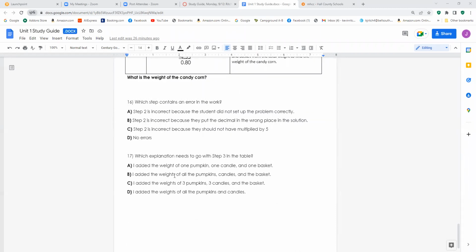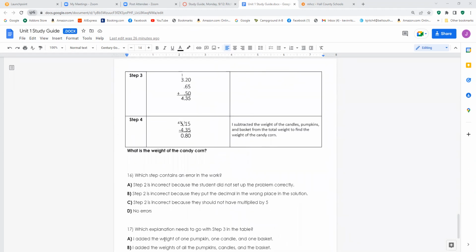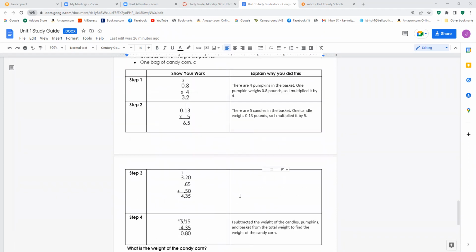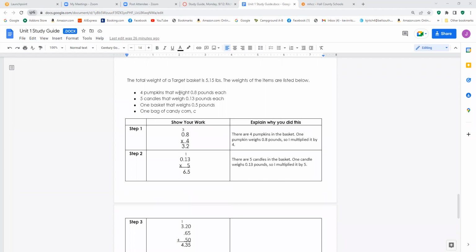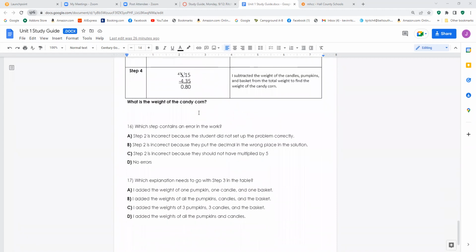I added the weight of all the pumpkins, the candles, and the basket. That looks right. So B is the correct answer because we know there were 4 pumpkins, which means C, incorrect. I added the weights of all the pumpkins and candles. D says, but they left out the basket. So the correct answer is B. Correct answer is B.